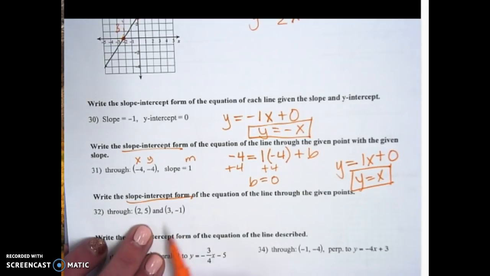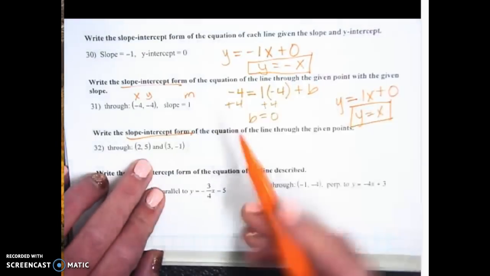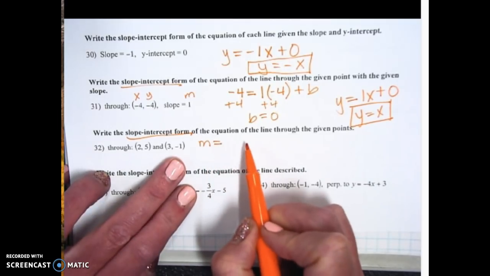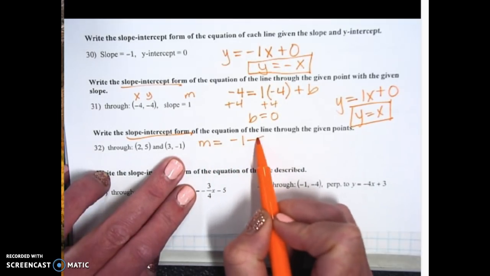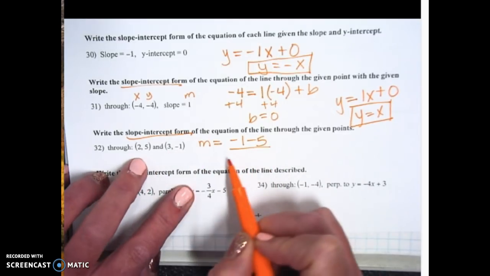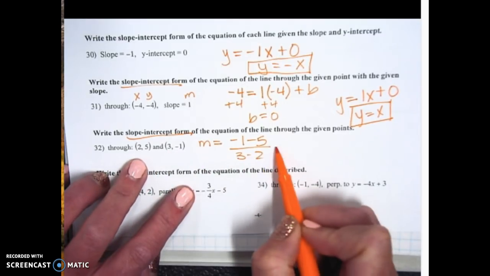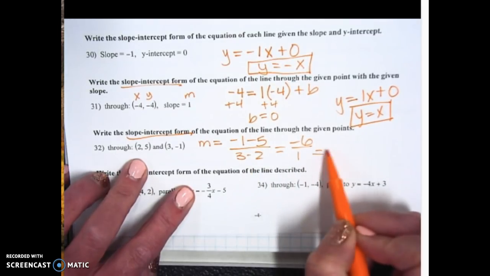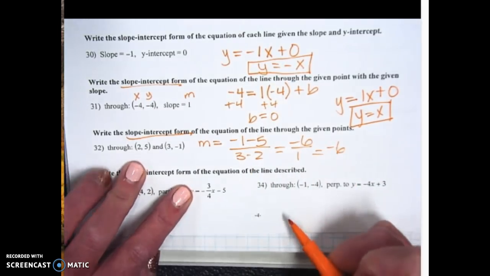Slope-intercept form again. This time they give you 2 points, so you first need to calculate the slope. So you're going to do y2 minus y1, so negative 1 minus 5, over x2 minus x1, so 3 minus 2. Negative 1 minus 5 is negative 6. 3 minus 2 is 1. This simplifies to negative 6.